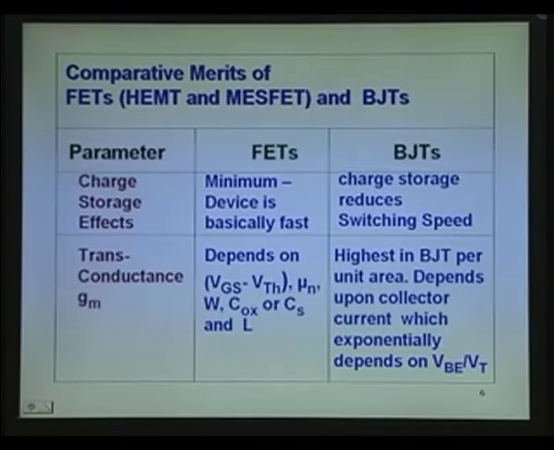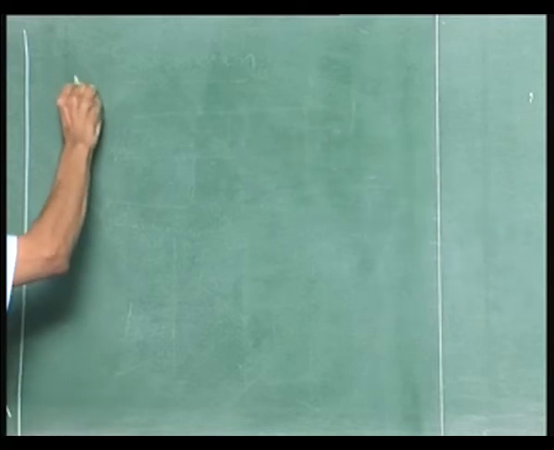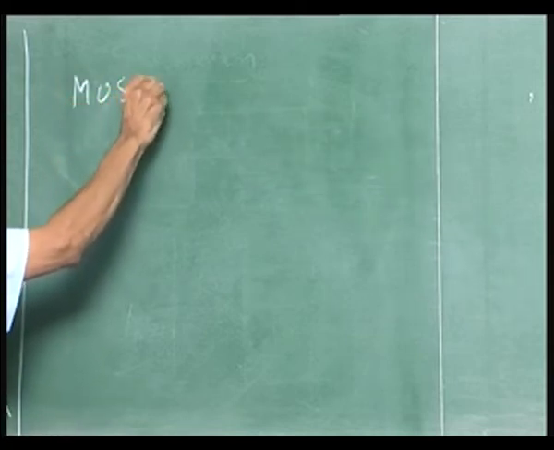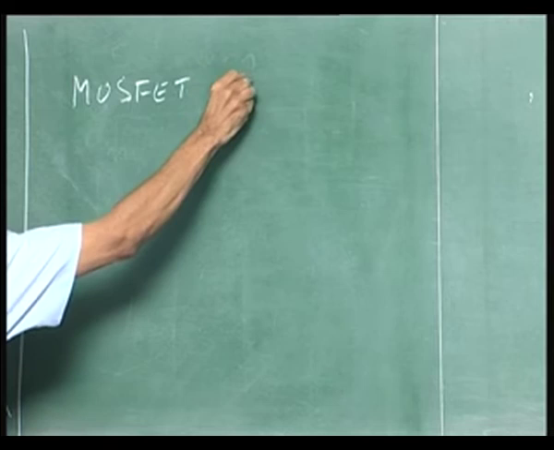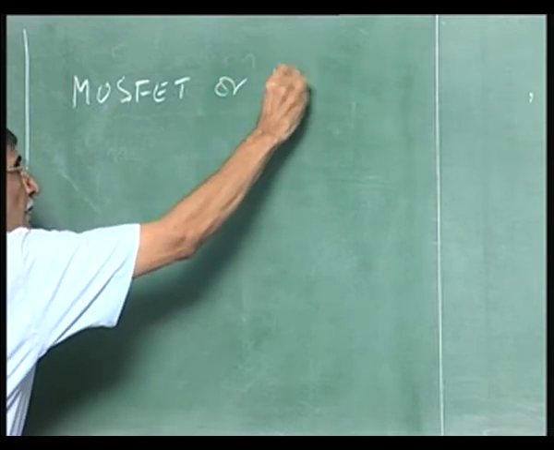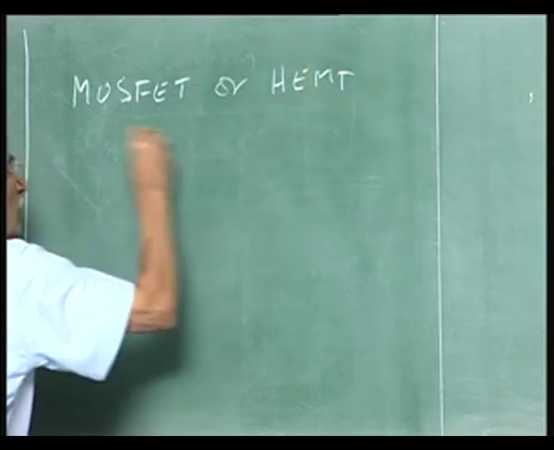Now, let us see what other problems. So, this is one of the dreaded problems with bipolar. Transconductance. Let us see then if there is merit in the bipolar transistor. Transconductance, what does it depend upon? MOSFET or HEMT or MESFET.